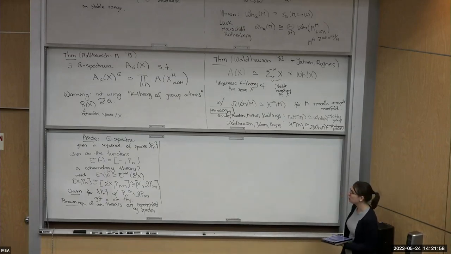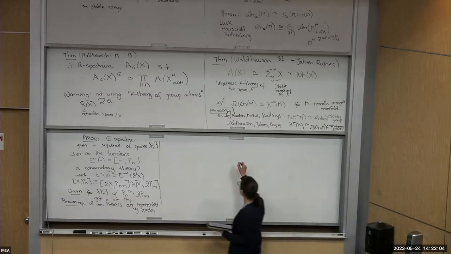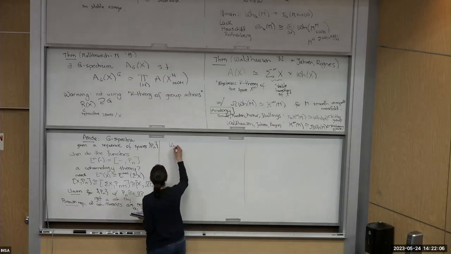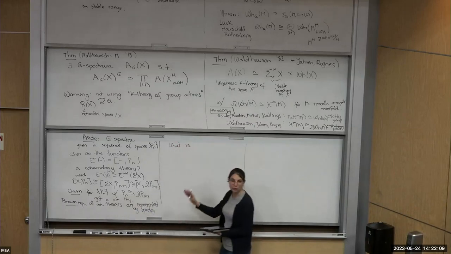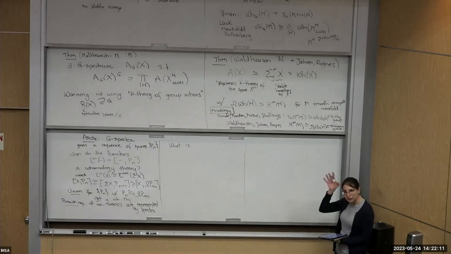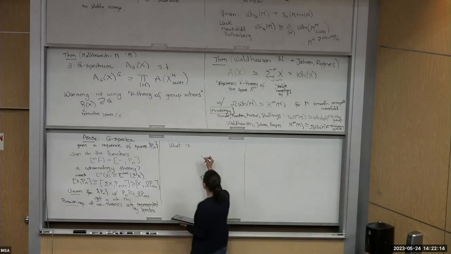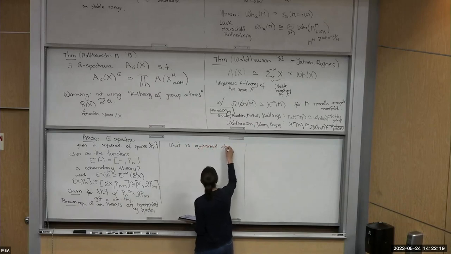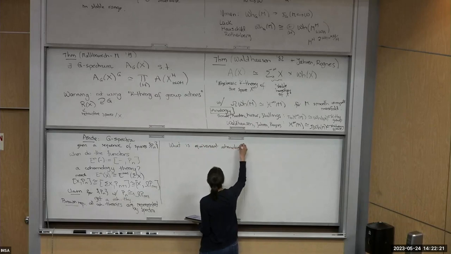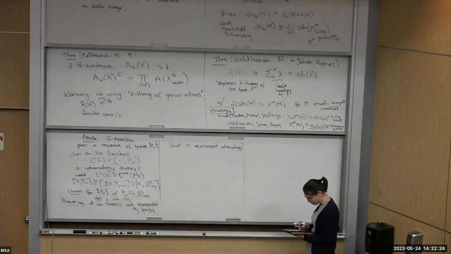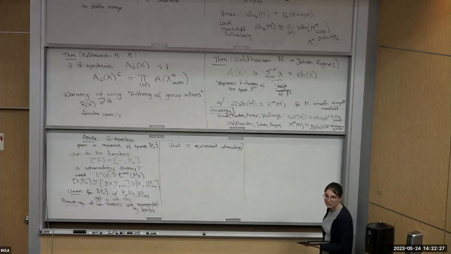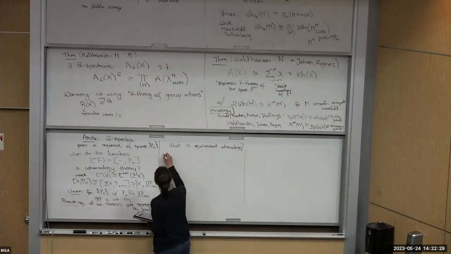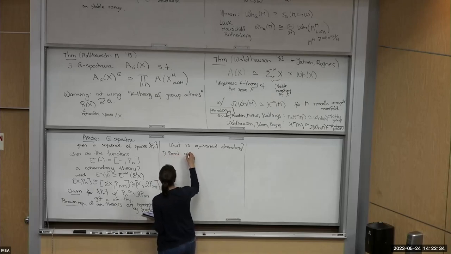But now, if you want to answer the question, what is a G spectrum? The question that we really want to answer is, we want G spectra to be something that represents equivariant cohomology theories. So what is equivariant cohomology? There are many possible answers here. So version one would be Borel cohomology.